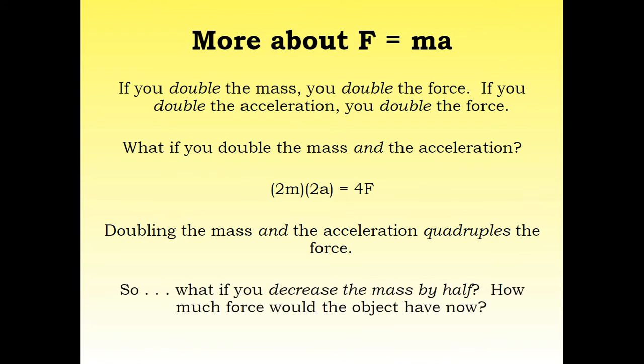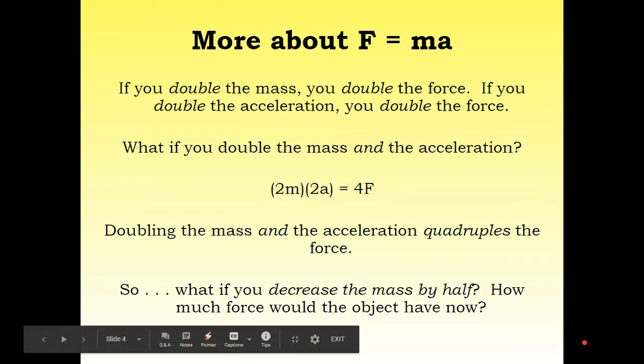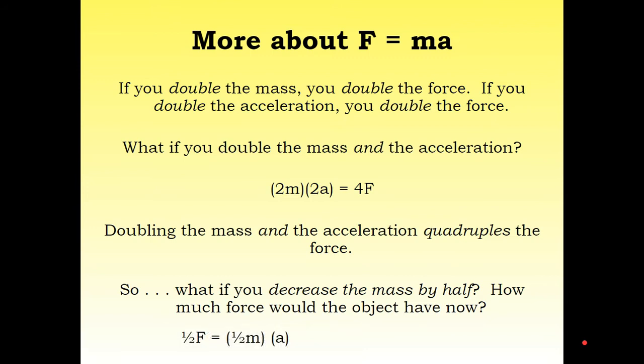So what happens if you decrease the mass by half? How much force would the object have now? If we halve the mass, we also have to halve the force. So the force is going to be half. Whatever you do to one of the variables, you have to do to the force. So if you double the mass, you double the force. If you halve the mass, you halve the force.